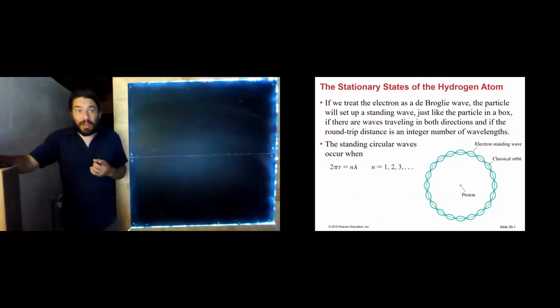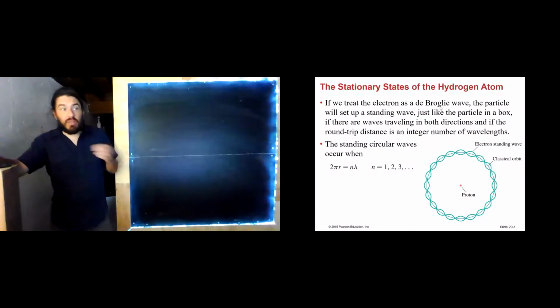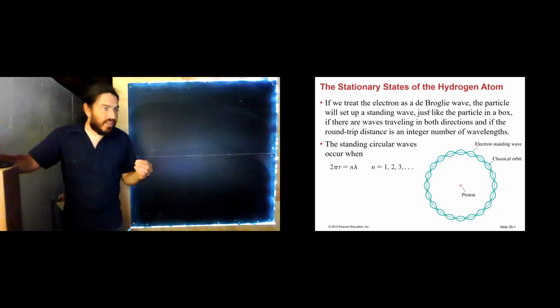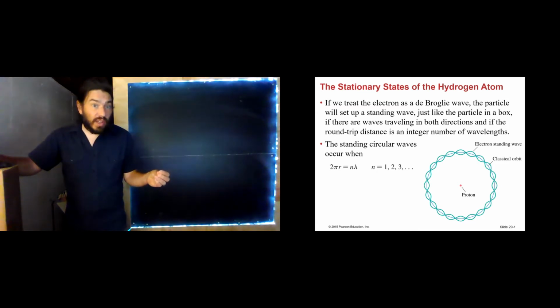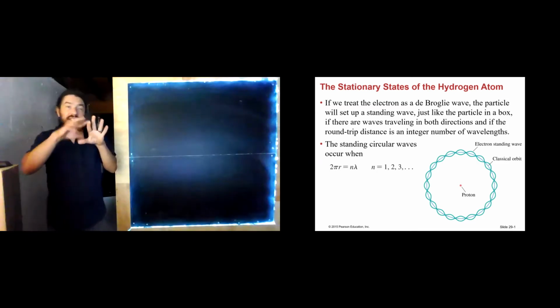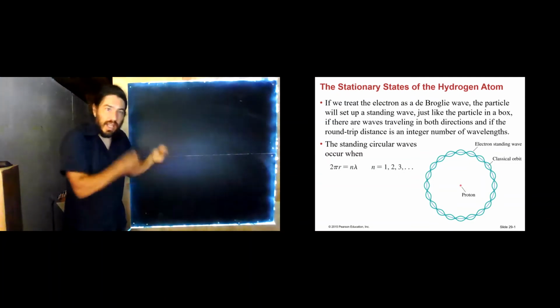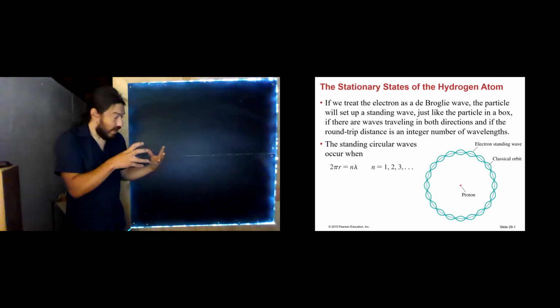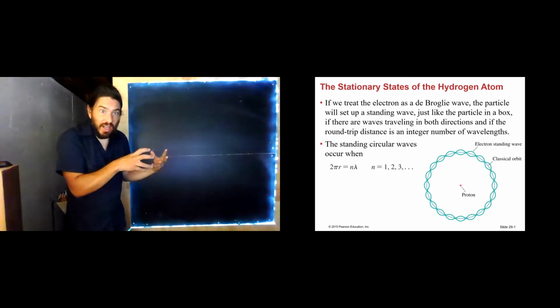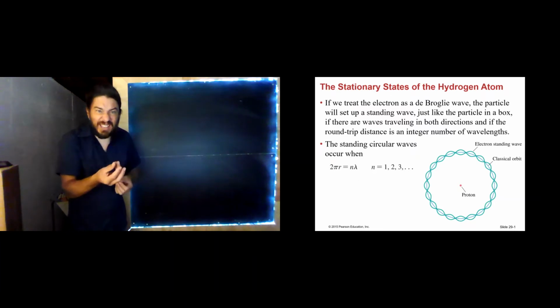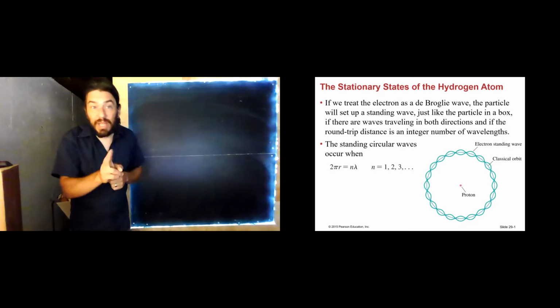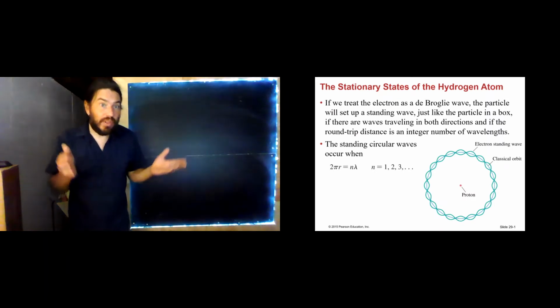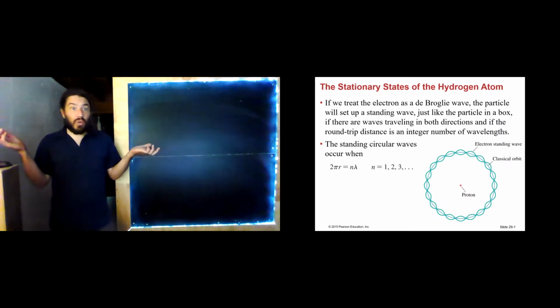We can treat the atom in the same way. If we treat the electron as a de Broglie wave, then the particle sets up a standing wave around the nucleus. And so if we visualize this not as an electron that's orbiting, but rather as a standing wave around that nucleus, then guess what? It matches exactly these predictions that Bohr made about the standing wave. And it can explain the discrete spectra of atoms. It's amazing. It works so well.